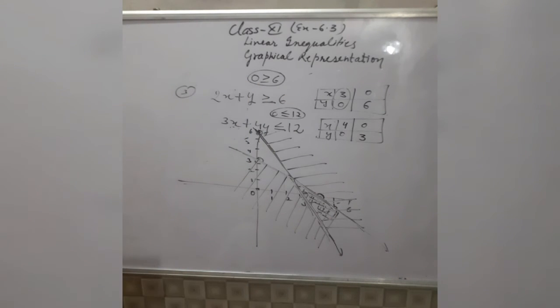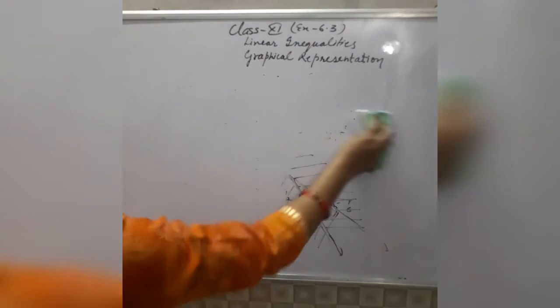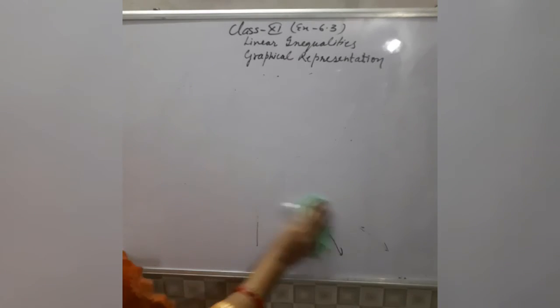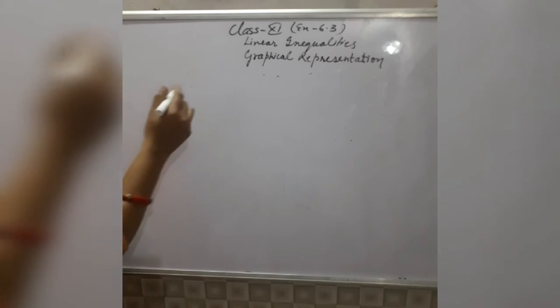So this is question number 3. Now question number 4. This is also similar to question numbers 1, 2 and 3. I am explaining the last question of this video, question number 4. And in homework you will do up to question number 5 of this exercise. Question number 5 you will try yourself.